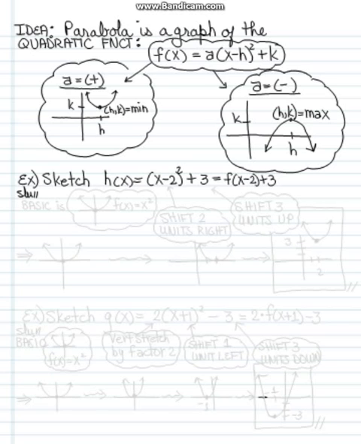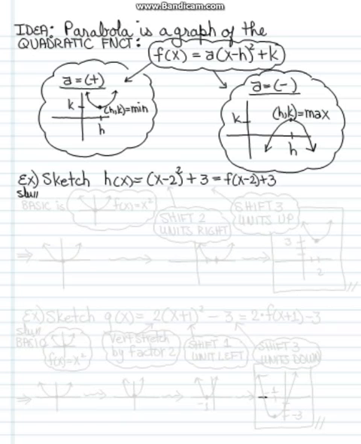On the other hand, if the a value is negative, we have a sad face parabola that has the same vertex as before, h comma k. It's just pointing downward, and now that vertex is not a minimum point of the graph, it's a maximum point, the highest point. And so the happy face has a equals positive, the sad face has a equals negative.